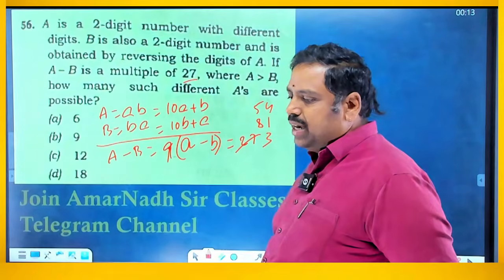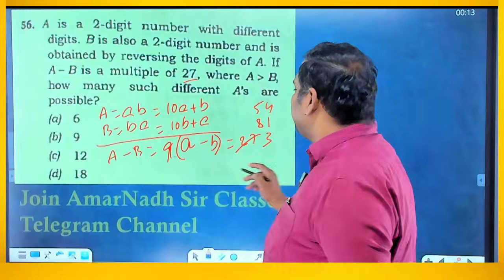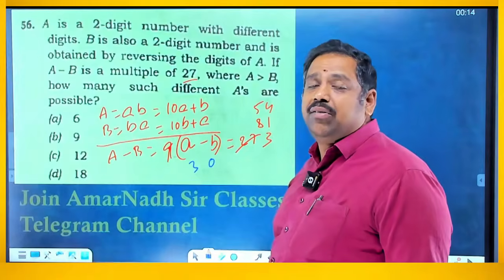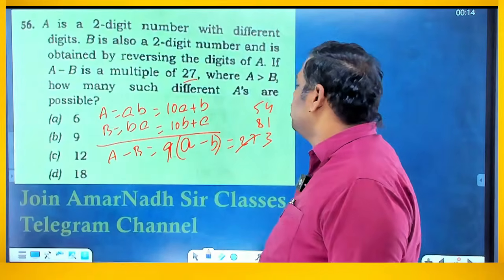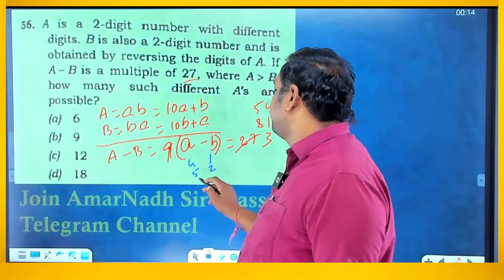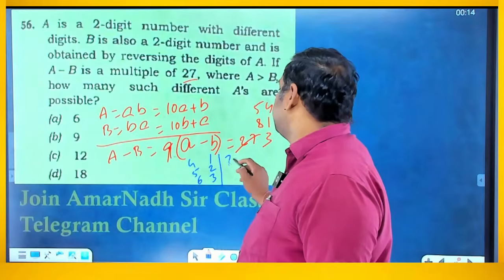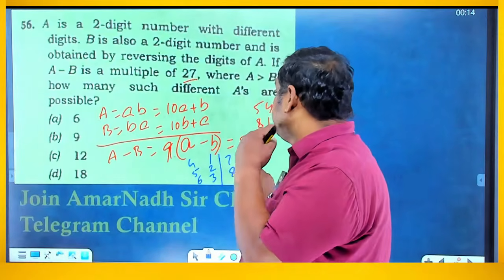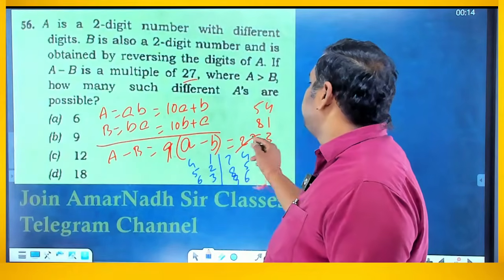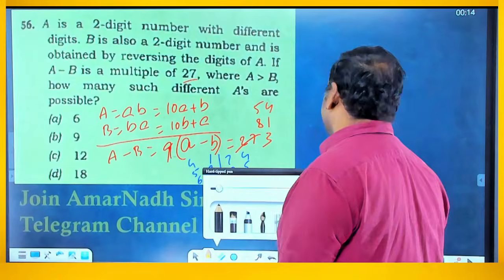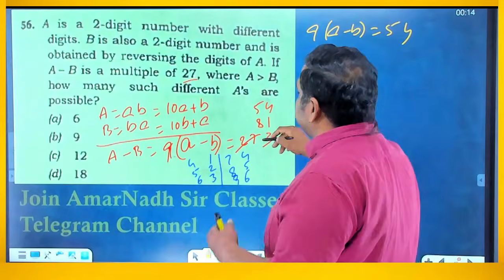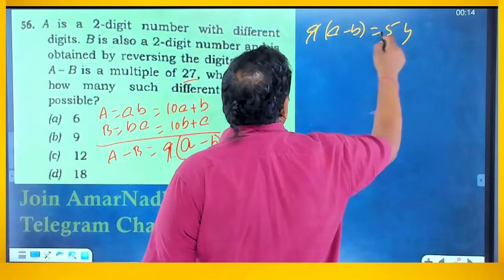3. To get A minus B as 3, if I take A as 3, B as 0, which is not a possibility because it will be 03. It will not be a 2-digit number. That's why 0 we should avoid for both A and B. So 4, 1, 5, 2, 6, 3, 7, 4. Difference is 3 only, no? 8, 5, 9, 6. How many possibilities we got? 6 possibilities. When 9 times of A minus B is 27. The other possibility, 9 times of A minus B is 54, if I take. 27 multiple, no? 54. Then 9 if you cancel it is 6, no?